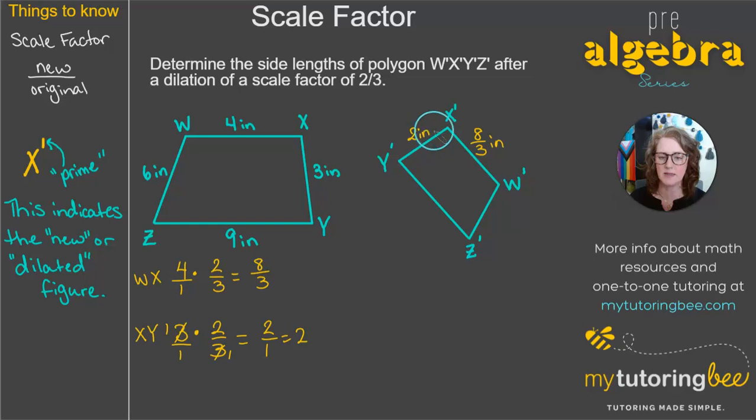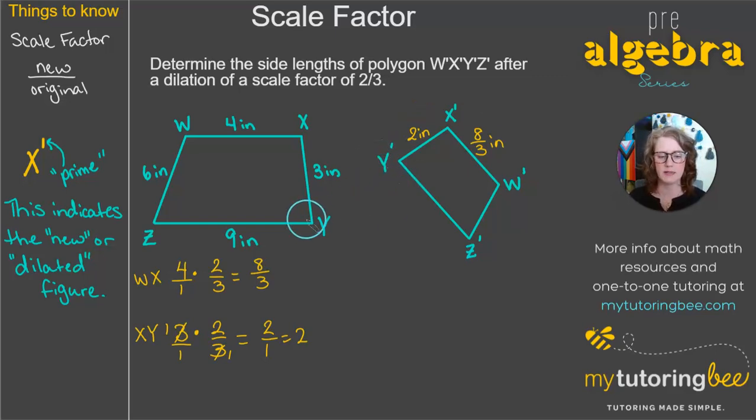And we can see that this trapezoid has not only been rotated, but it looks like it's been flipped as well. Since with WX we're going from left to right, and here for W prime X prime we went from right to left. And then same thing here. We're going around in a clockwise direction on this first trapezoid, and then we're going around in a counterclockwise direction on the second trapezoid.